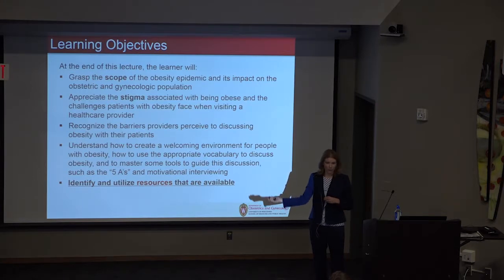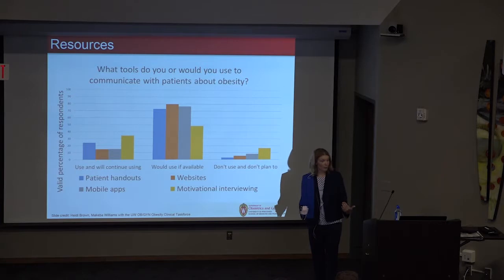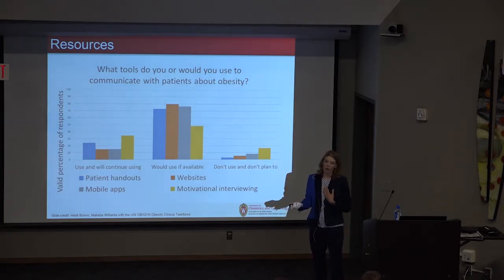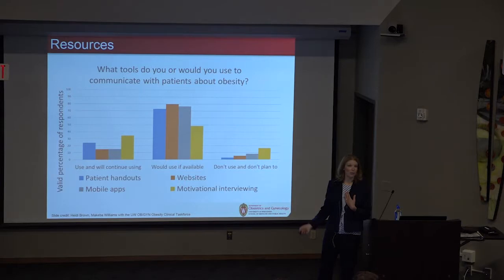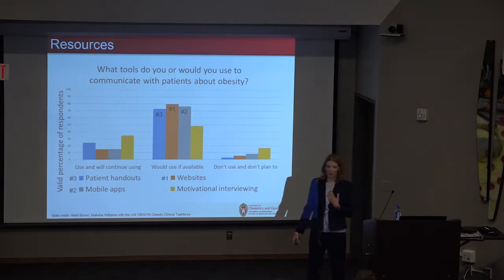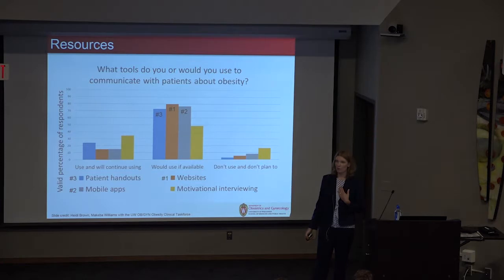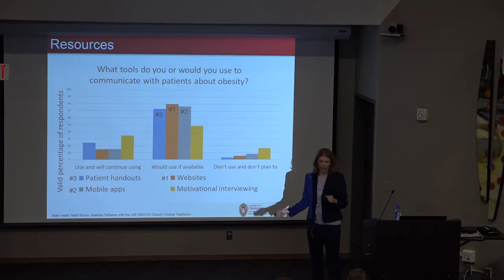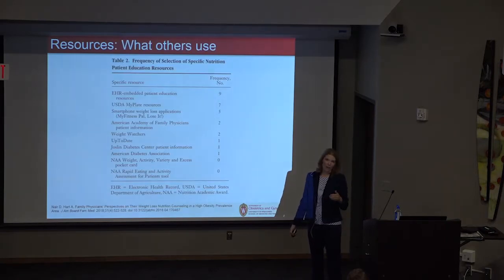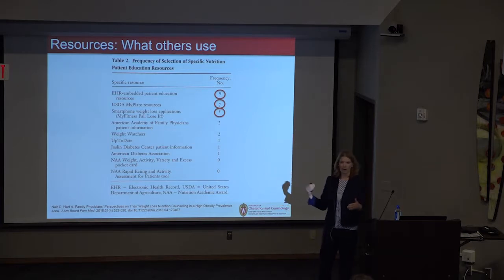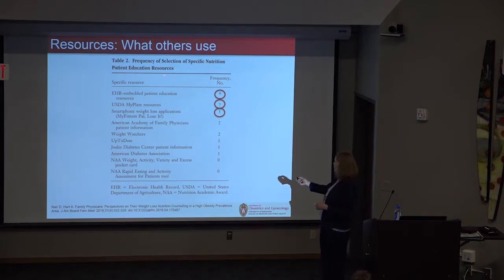So next, the resources about the food labels. When we interviewed ourselves, us faculty, about what resources we'd like to use to communicate with patients about obesity, number 1 was websites, number 2 was mobile apps, and number 3 was patient handouts. So I'm going to kind of go through some of those resources. And looking at what family medicine providers use, the top 3 are actual EMR embedded resources like that AVS stuff that prints out on the after visit summary, USDA MyPlate resources, and that's a website and also an app, and smartphone apps such as MyFitnessPal or Lose It.